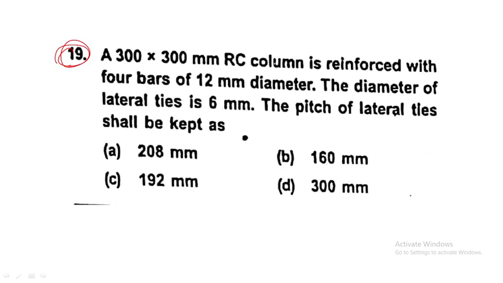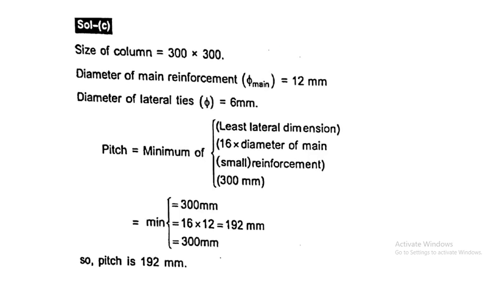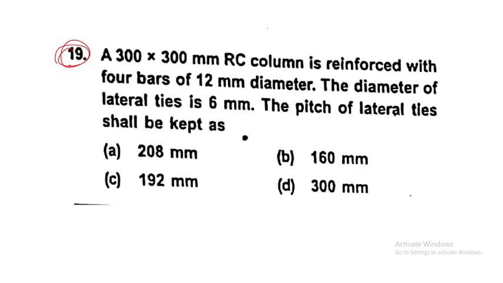A 300 mm RCC column is reinforced with 4 bars. Let me see what they are telling. The size of the column is 300 mm, reinforced with 4 bars of 12 mm diameter. The diameter of the lateral tie is 6 mm. The pitch of the lateral tie shall be kept as?